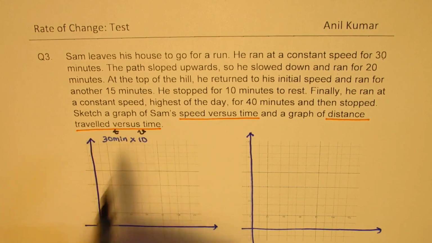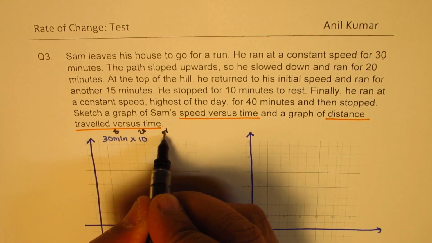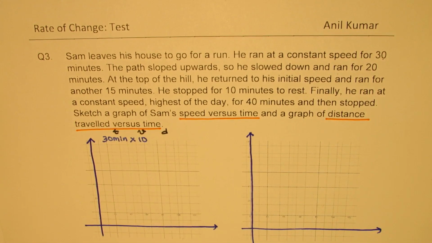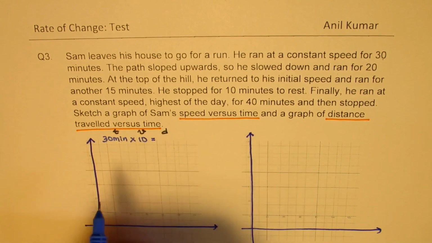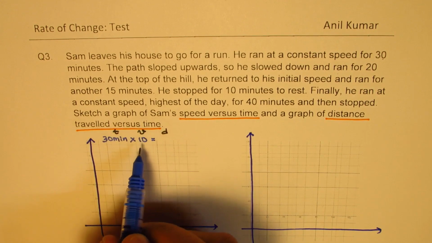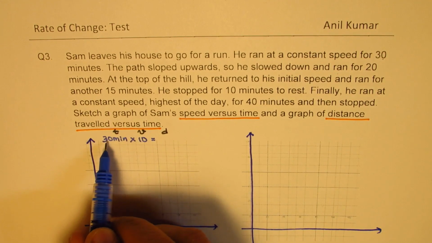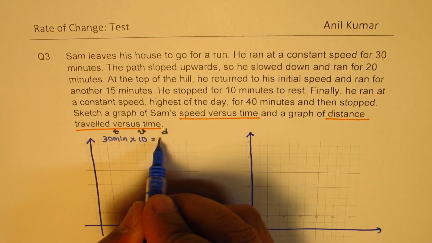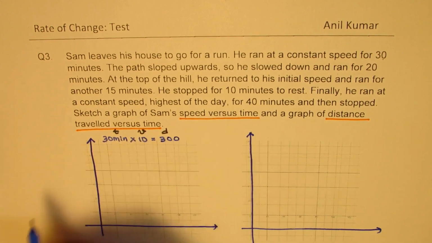And when you multiply time and velocity, you get distance. So we'll create a table as we move along. That is the most efficient way of doing such questions. So if your velocity is 10 and time is 30, distance covered will be, multiply them, you get 300.